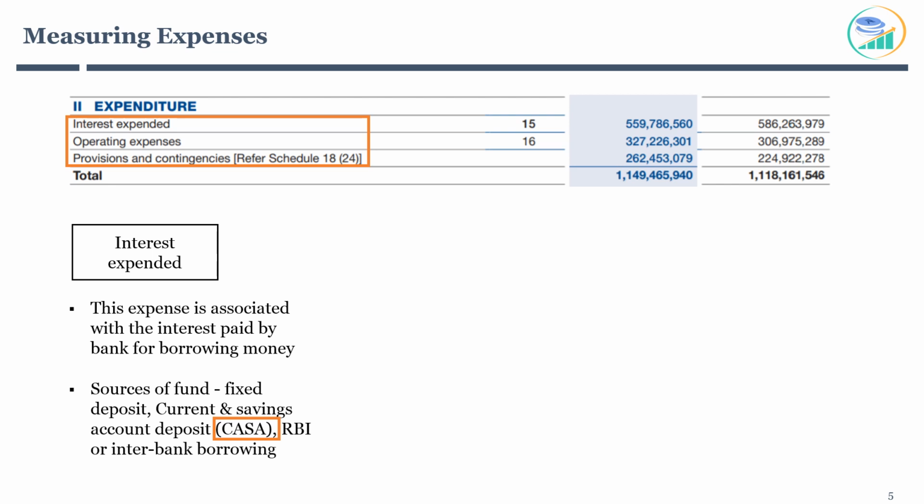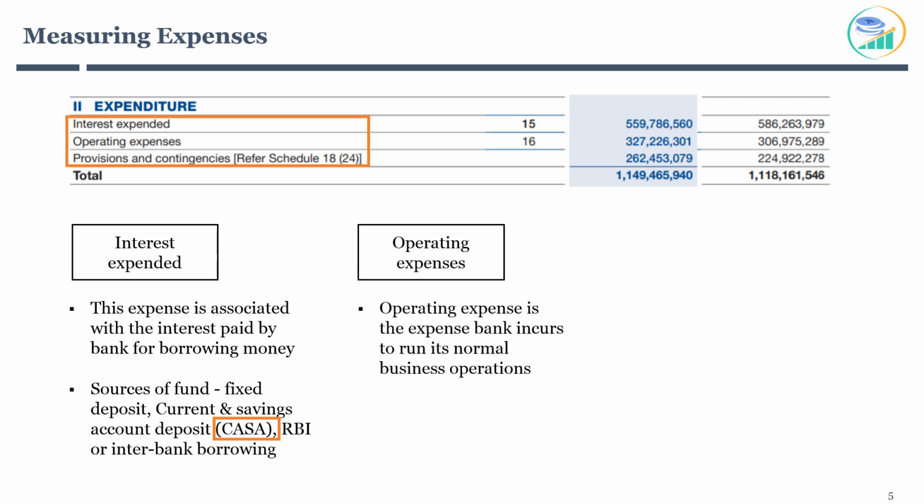Then comes the operating expenses. Operating expense is the expense a bank incurs to run its normal business operations. It includes expenses like employee salary, the bank's property, rent, insurance, repair, maintenance and so on. You can further review the breakup of expenses under Schedule 15 and 16.